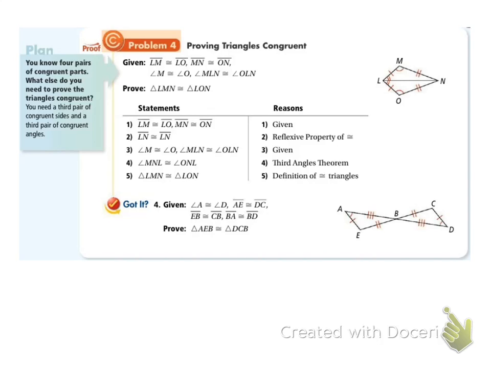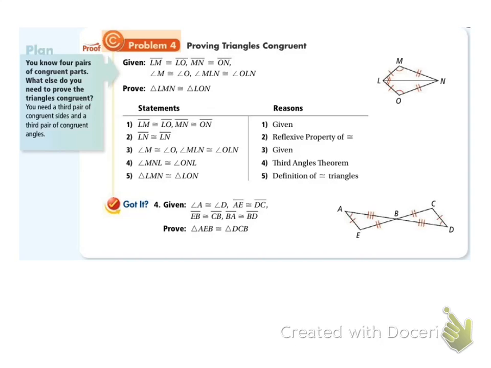Okay, so proving triangles are congruent. Let's first walk through their proof. So I'm already given that LM is congruent to LO, and I'm given that MN is congruent to NO. If you look at this proof, they've got given here and given here. First they do sides and then they go to angles. If you want to do all of it at once, you can, but we'll follow their way.